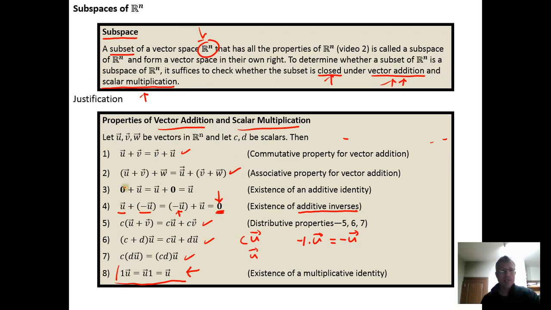And one of the properties that you have to meet is that the 0 vector must exist for you to have a vector space. So that's kind of the rough justification. If you're closed under scalar multiplication, that guarantees that you have inverses. If you're closed under addition, then you're guaranteed that you have the 0 vector. The other properties just get inherited from the superset.